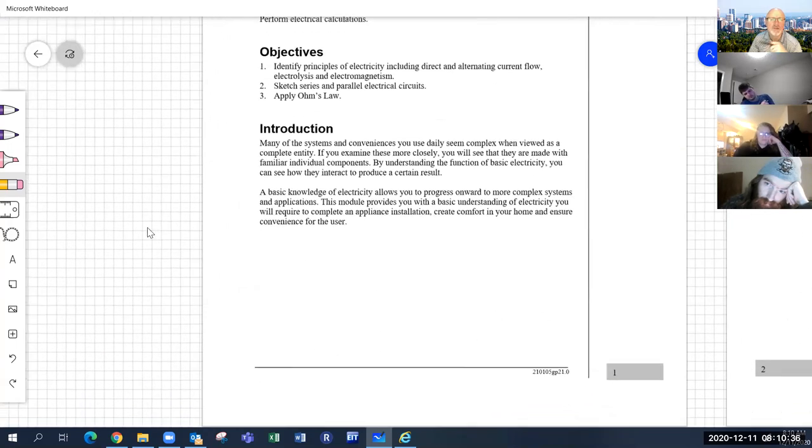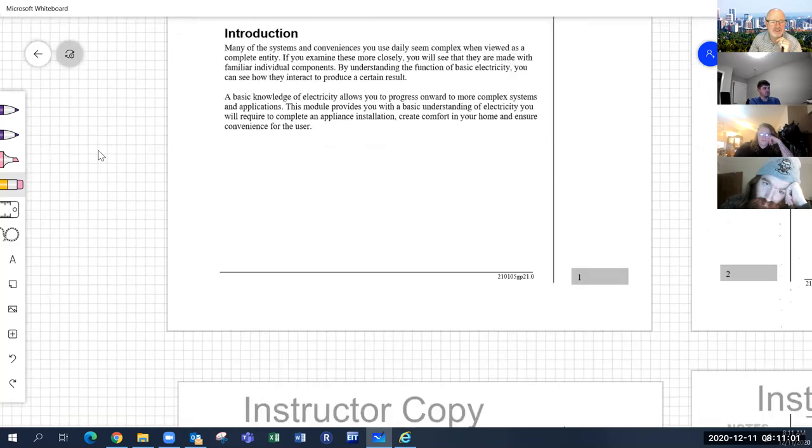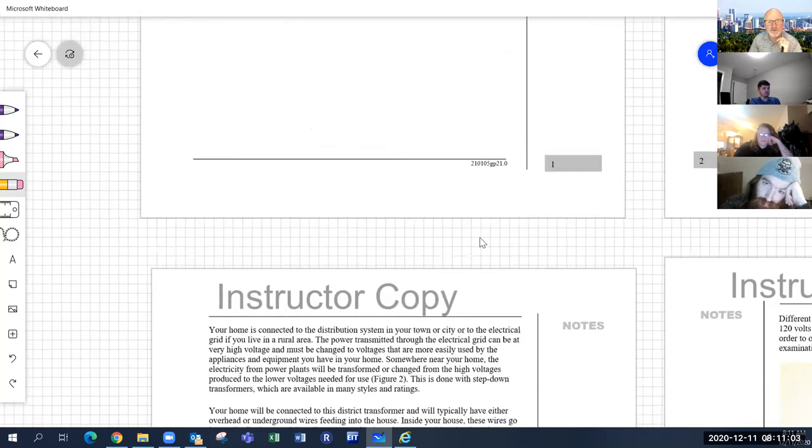Okay. So it says in here, a basic knowledge of electricity helps you then leapfrog into more complex systems and applications, right? And then it gives you a basic understanding of electricity you require to complete an appliance installation. I don't even know if that's true. Create comfort in your home and ensure convenience for the user. I don't think so, but we're going to go through it.